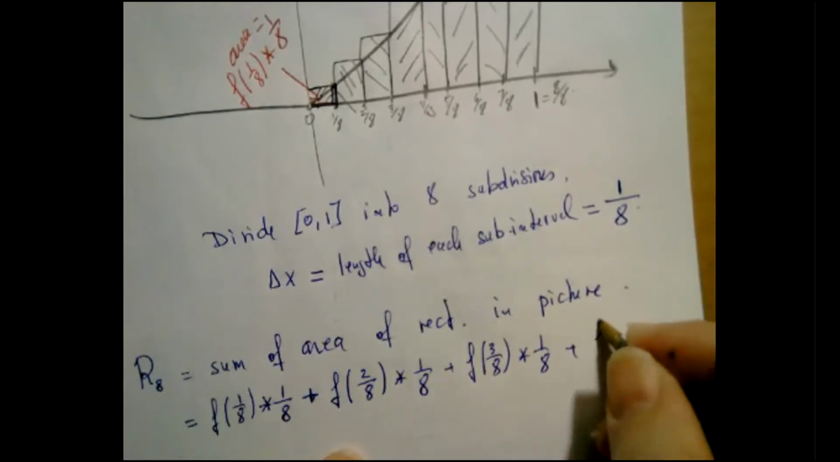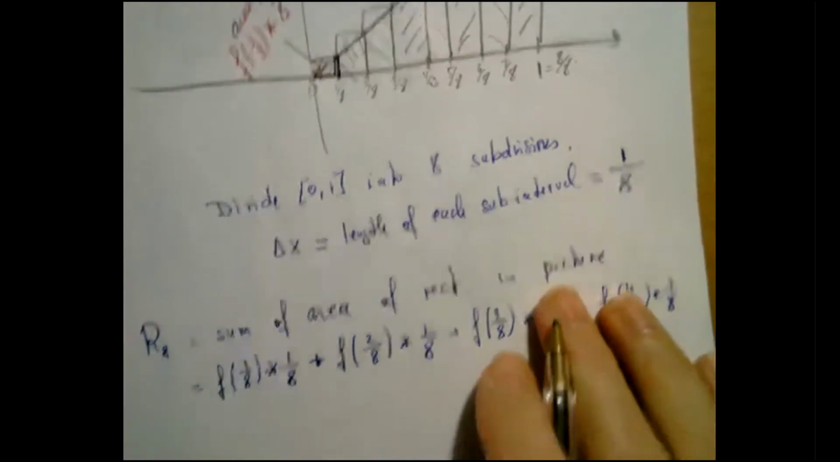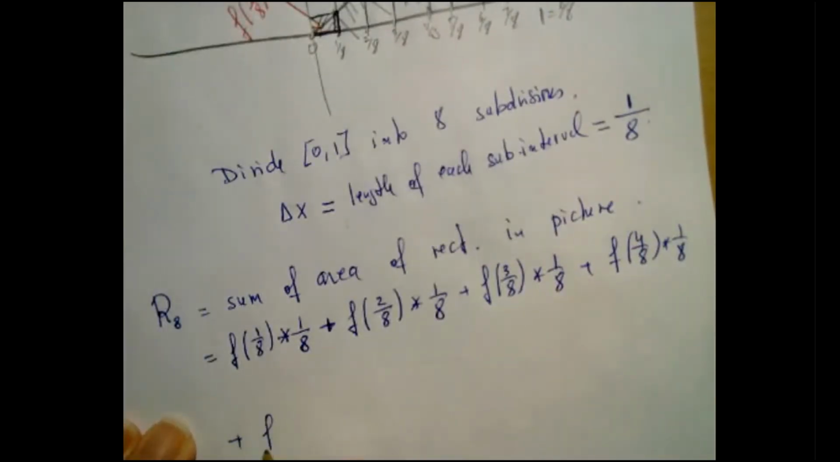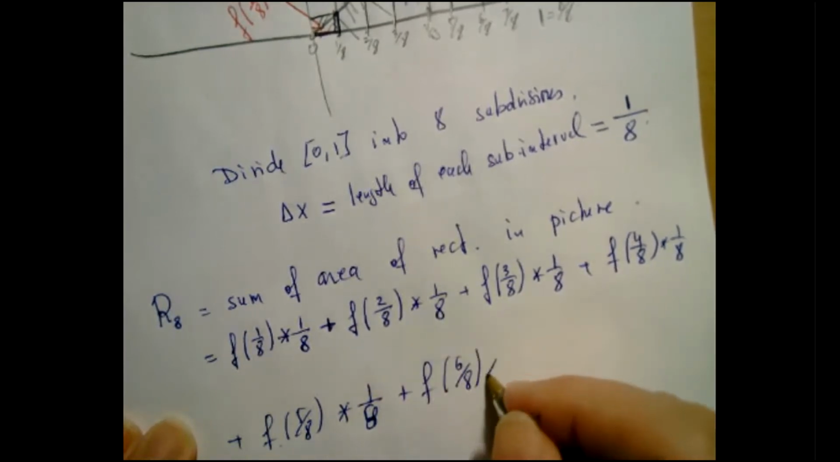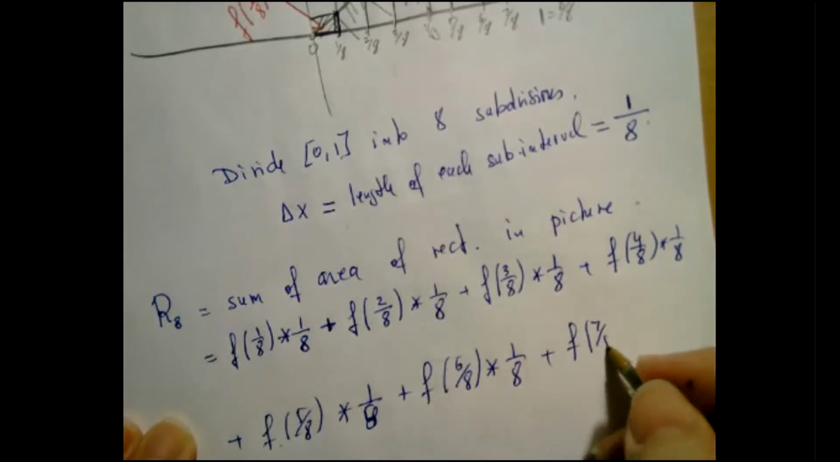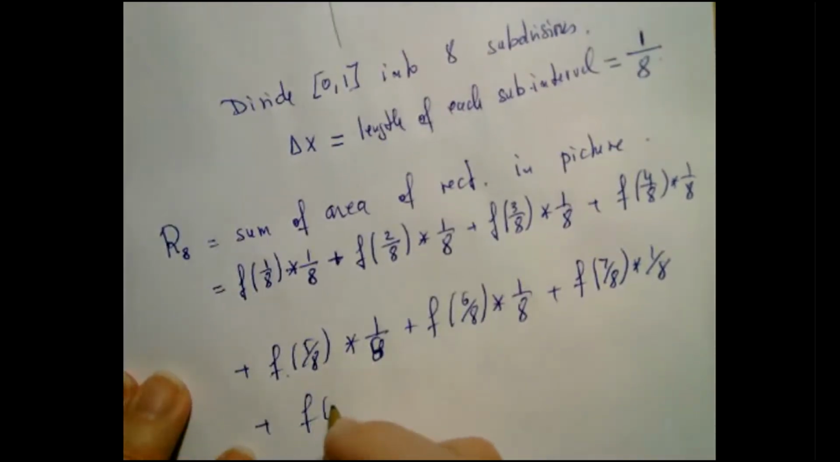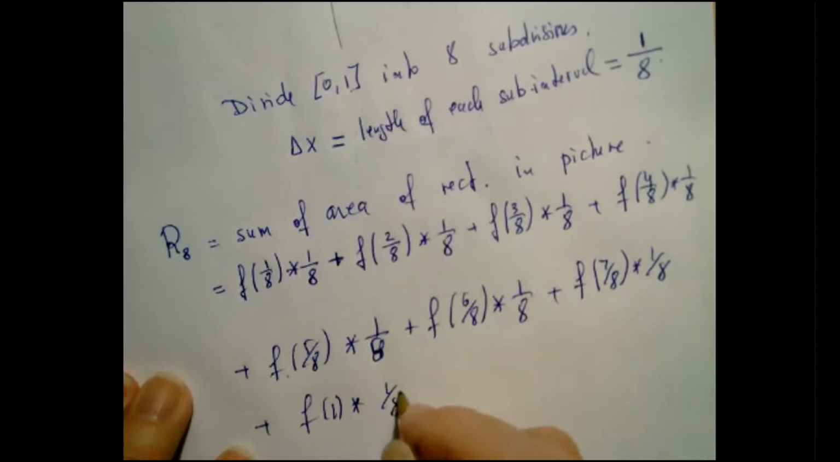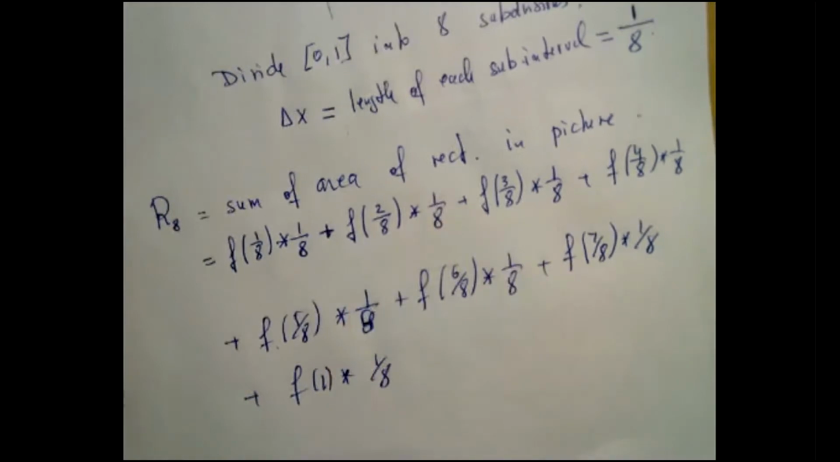I'm adding the area of rectangles at 4 over 8, at 5 over 8, at, remember, height, width, height, I repeat because I'm adding 1 over 8, so times 1 over 8, and finally 1 times 1 over 8. And then I have to add them. Okay, now let me add them.